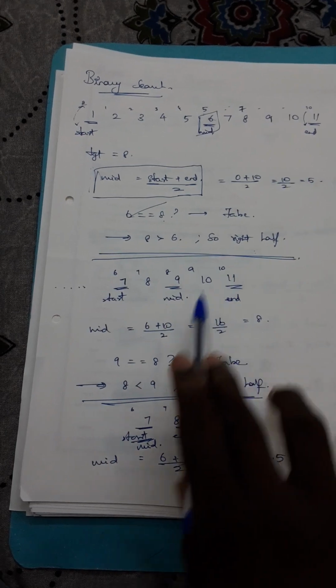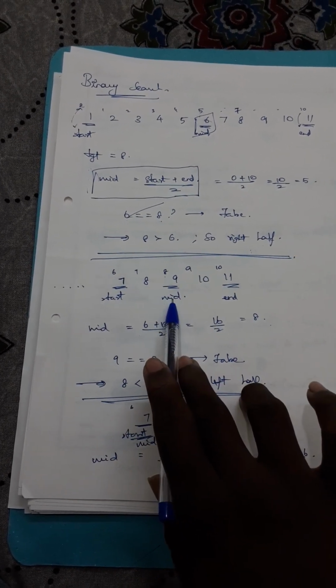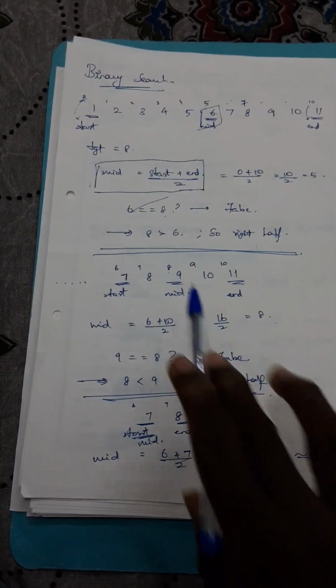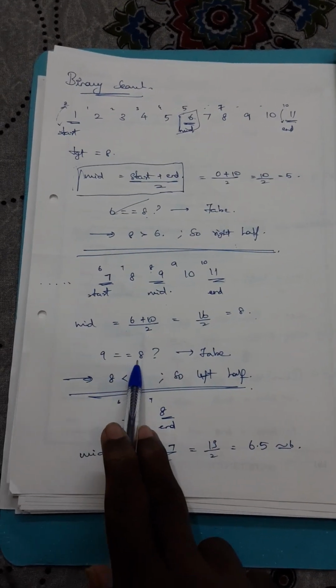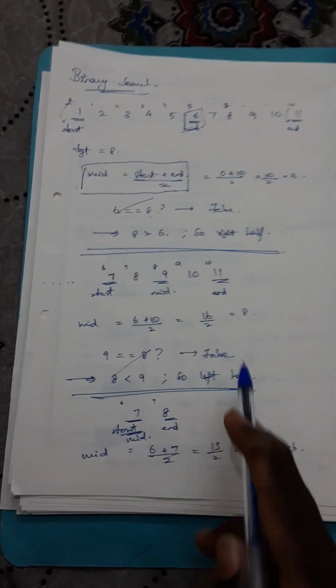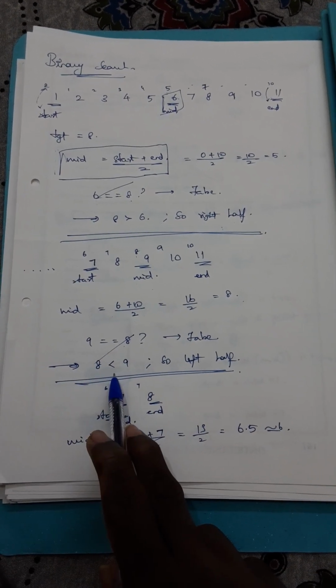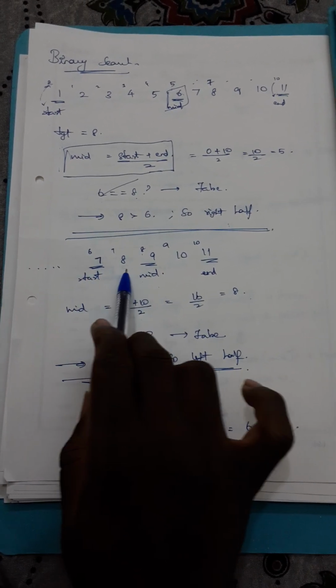So now it's 6 plus 10 by 2, 16 by 2 is 8. So at the 8th position, we have 9 right here. So that's our new mid. The same procedure as here. This mid will be compared to the target. So is 9 equal to 8? No, it is not equal to 8. So it'll check if 8 is greater than or lesser than 9. So 8 is lesser than 9, so we'll consider the left half. So that is this part of the list right here.